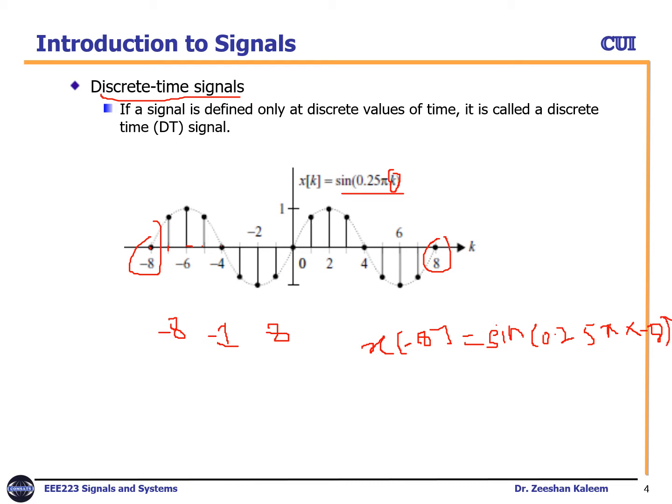After calculating this you will get some value. Here I think we will get 0, so x at -8 will be 0. Similarly x at -7 there will be some magnitude, and x at -6 it will be equal to 1, and so on. So this is called a discrete time signal because here we have amplitudes at discrete values, and the time taken was at discrete time instants.